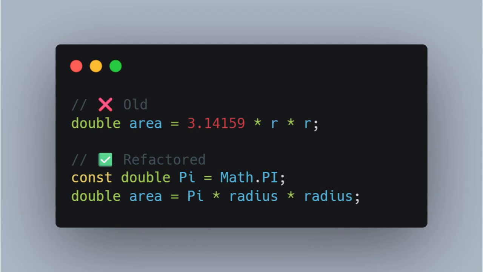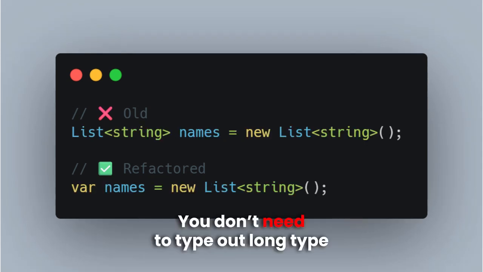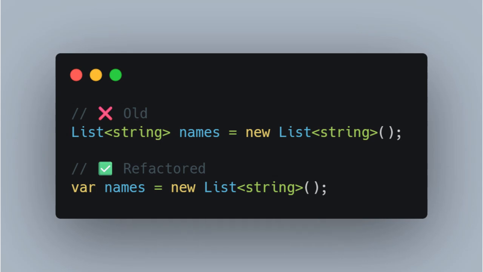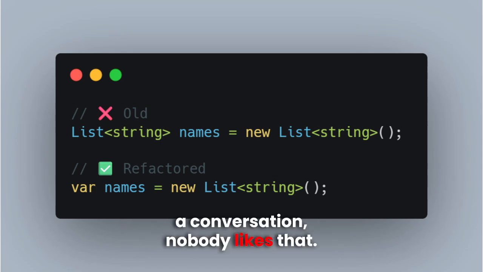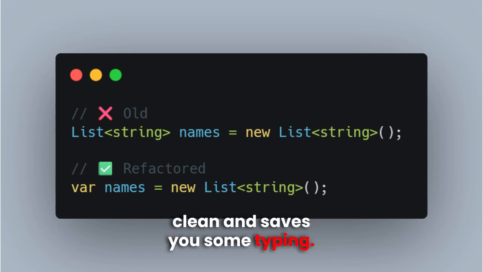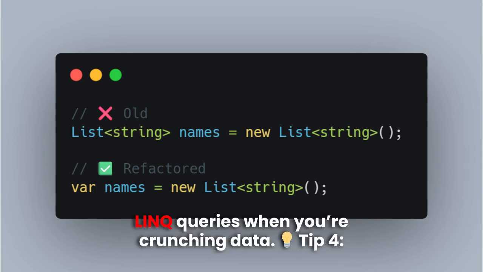Tip 3. Use var when the type is super obvious. You don't need to type out long type names when your compiler already knows what's up. It's like repeating yourself in a conversation. Nobody likes that. Why do this? var keeps your code clean and saves you some typing. It's fantastic for lists, dictionaries, or LINQ queries when you're crunching data.